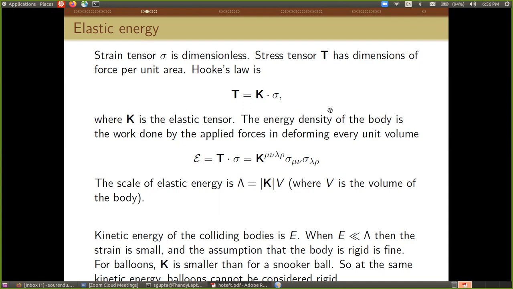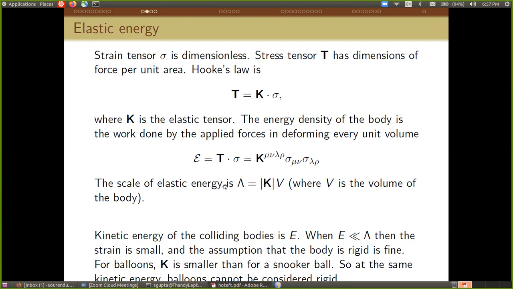So it's something like a pressure in terms of dimensions. And Hooke's law, which relates them, says that the stress tensor is proportional to the strain tensor. There are constants of proportionality which form a tensor, and that's called the elastic tensor, K. The energy density of the body is the work done by the applied forces in keeping the body under deformation. So that has to be something like the stress tensor dotted with the strain tensor, T dot sigma. That must be the elastic energy density of the body. And when you apply this equation, you see that it's K dot sigma dot sigma.